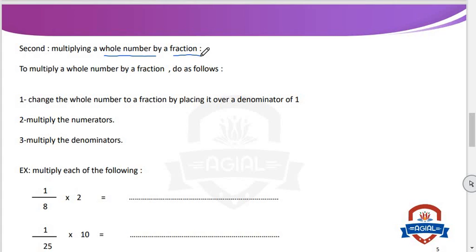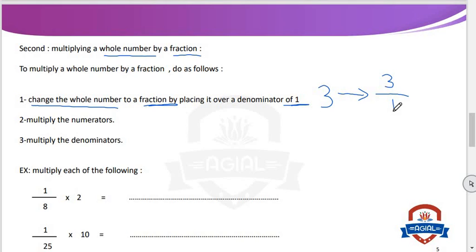We have three steps. Number one, change the whole number to be a fraction. Okay, you must change this whole number to be a fraction. How can we change a whole number to be a fraction? By placing it over a denominator 1. Like what? Any whole number like 3, you can convert it to become a fraction. Yes, you write 3 again over denominator 1.